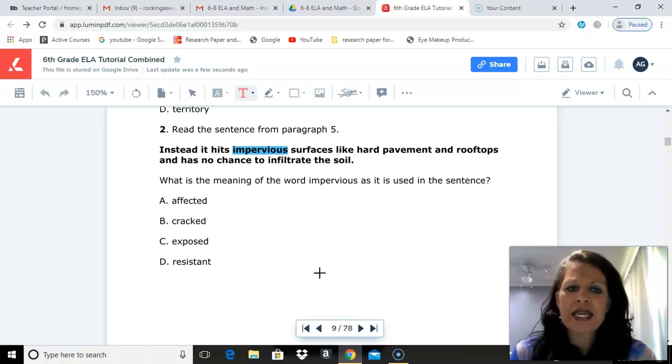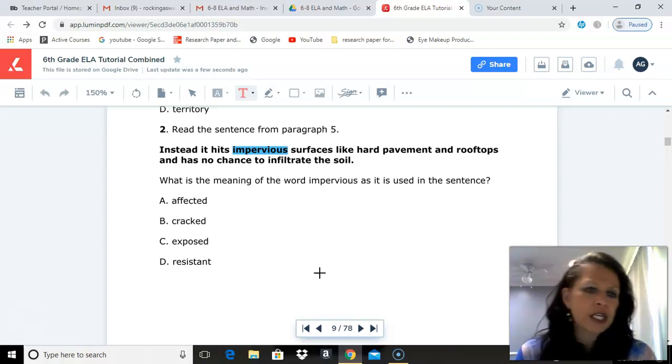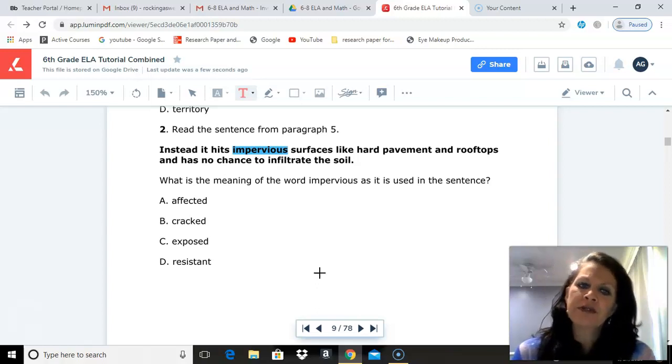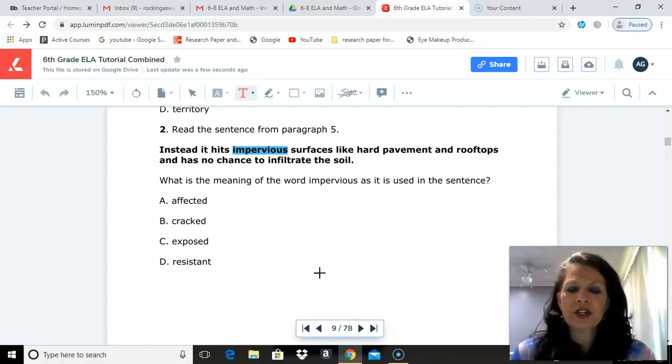So it says instead it hits impervious surfaces like hard pavement, rooftops. Those things are not cracked open, not exposed, or they shouldn't be. The pavement sometimes has places, but those are more like holes. If you're just thinking about the solid surface, it's solid. So it says instead it hits the impervious surfaces like the hard pavement and the rooftops. It has no chance to infiltrate the soil. So what kind of surfaces is it? Your best answer for number 2 would be resistant.